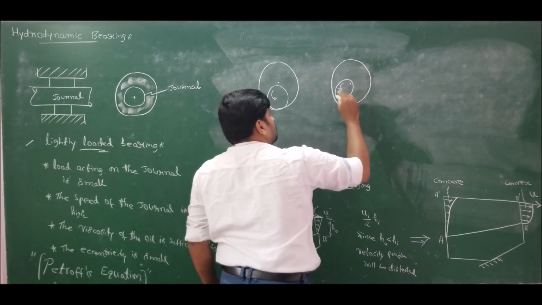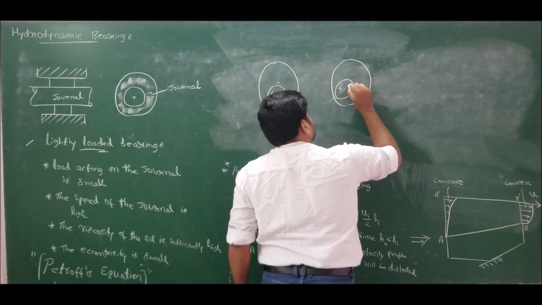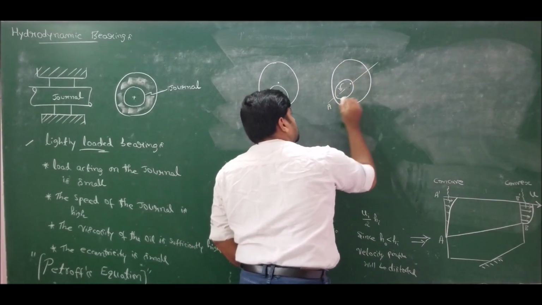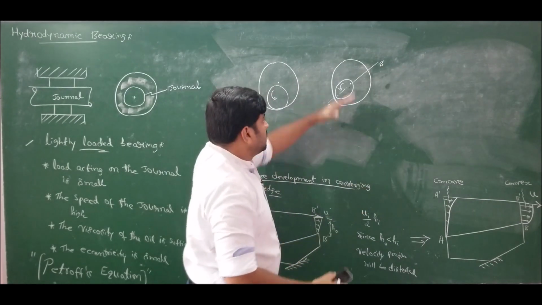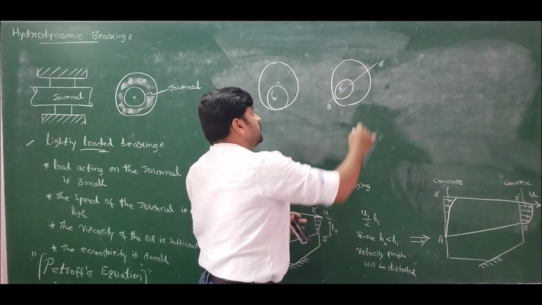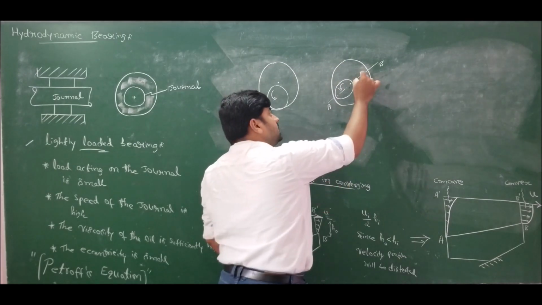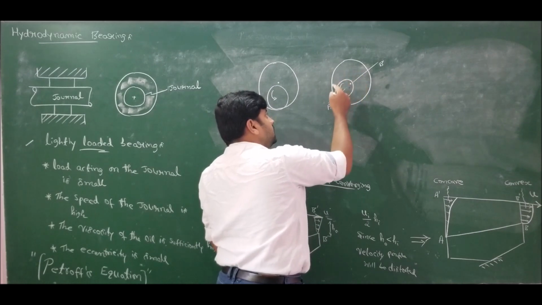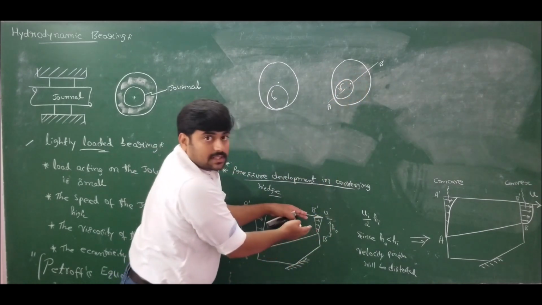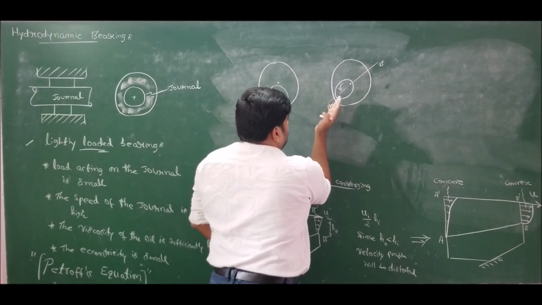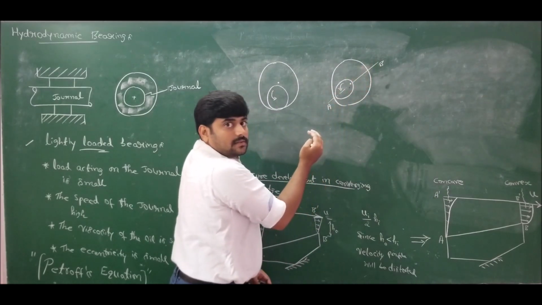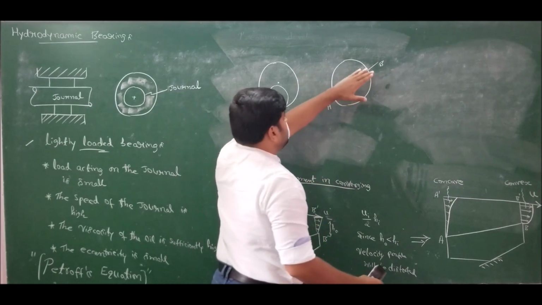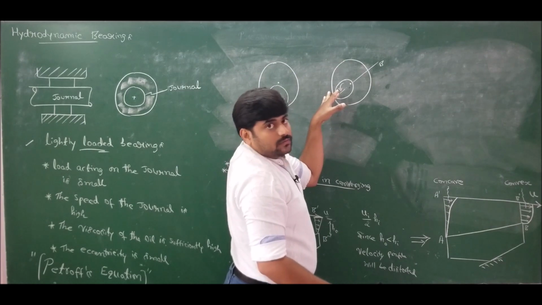If I take half of it, if you observe the section above this one, let us take the section as AB, section above AB. How is it? It is a converging section. Area is decreasing in the direction of rotation, correct? This is somewhat like a converging section, right? Below AB, it is a diverging section. In the diverging section, it works with negative pressure gradient. In the converging section, it works with positive pressure gradient.